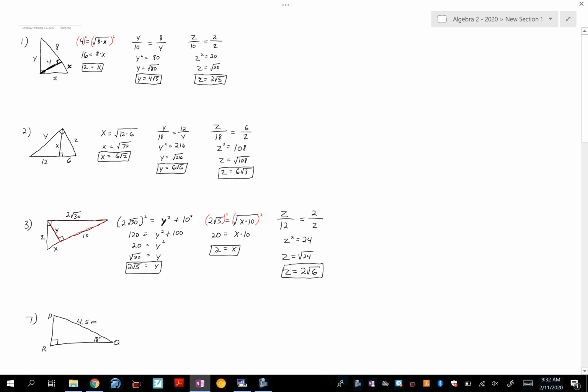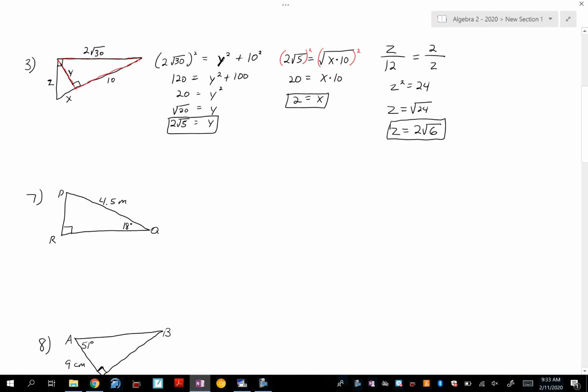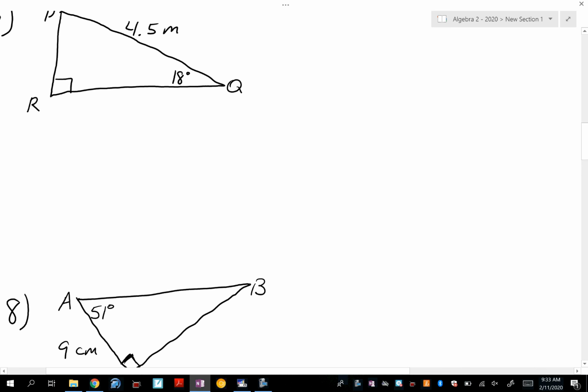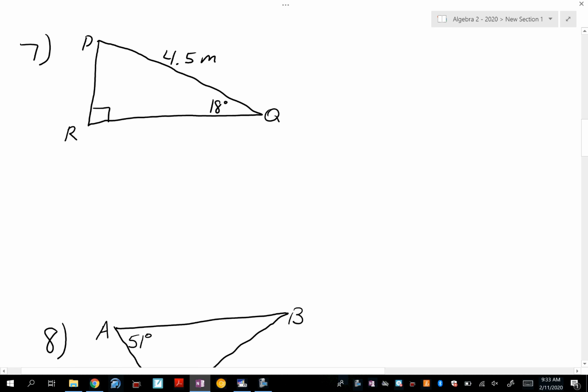All right, let's keep going to number 7. You'll notice I'm skipping 4, 5, and 6 because we decided in class that if Ms. Byrne is going to give you a calculator, you can just type in the cosine of 60 degrees and get 1/2, the sine of 45 degrees and get the square root of 2 over 2, and the tangent of 60 degrees to get the square root of 3. All right, so number 7.